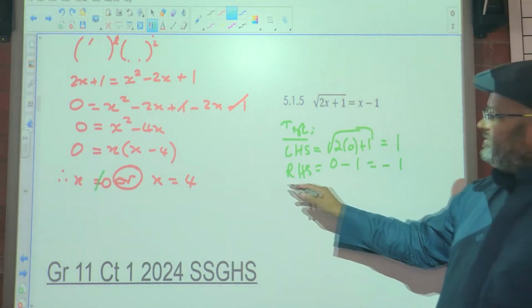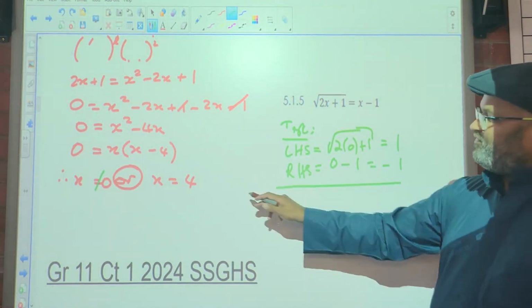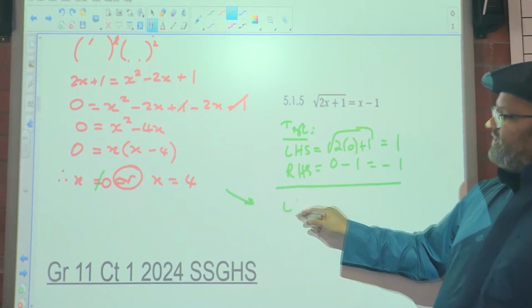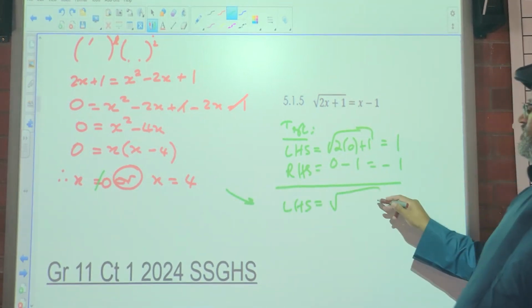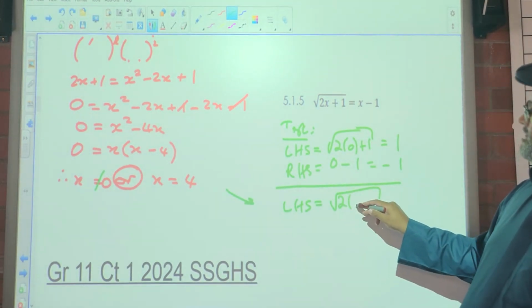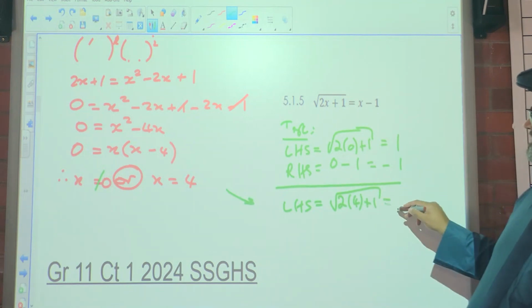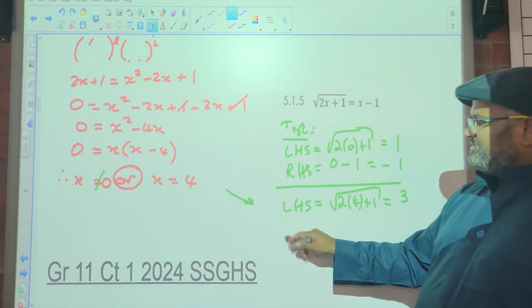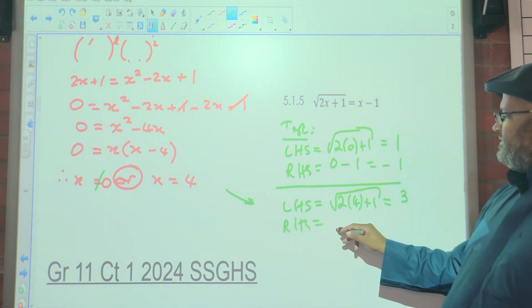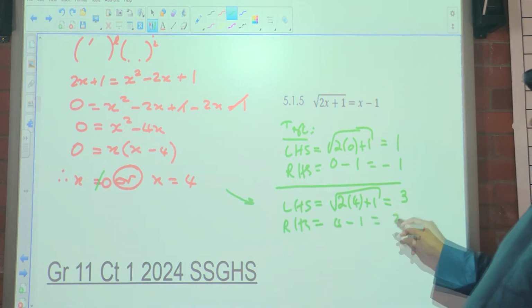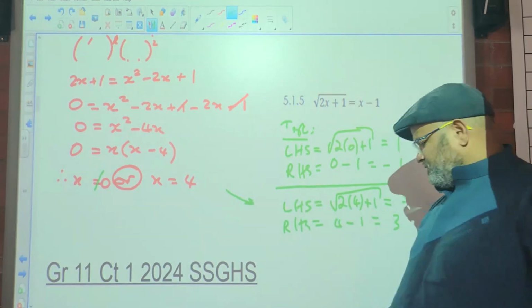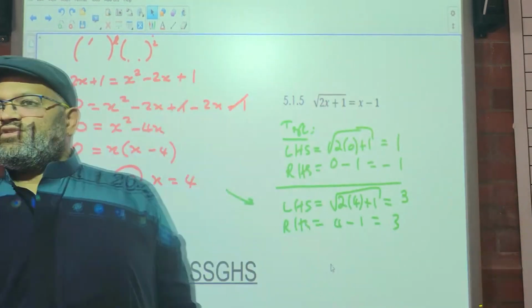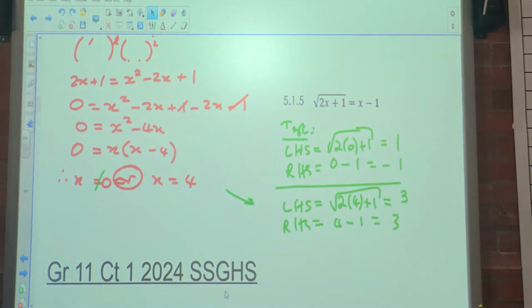Okay. And then on the other hand, you're going to test for 4. Go for the left hand side. As I said, you don't write this down. You can just run it on the calculator. It's 3, and the right hand side, of course, is going to be 4 minus 1, which is 3, and this one works. So therefore 4 would be your only solution to that equation. Okay.